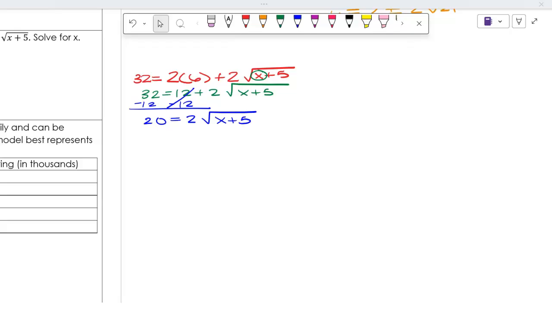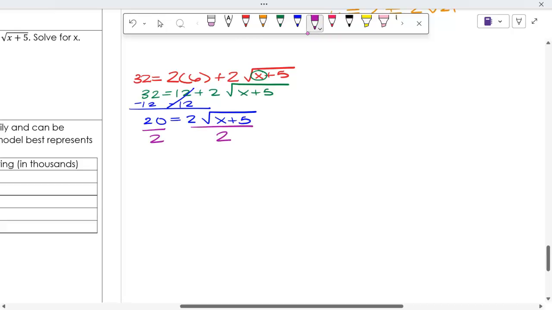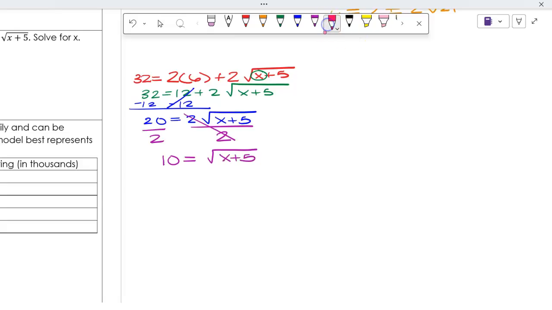Okay, sorry, I ran out of room, so I decided to move it off to the side. So over here, now, again, I can divide both sides by 2. I do not want to square yet because this square root is not by itself. So then I get 10 is equal to the square root of x plus 5. Now the radical is by itself. So since that is by itself, now I can go ahead and square both sides. Not before it's by itself. I cannot do that. So now that gets me 100 is equal to x plus 5. And then I could go ahead and get x by itself by subtracting 5 from both sides. And so that gets me x is equal to 95.